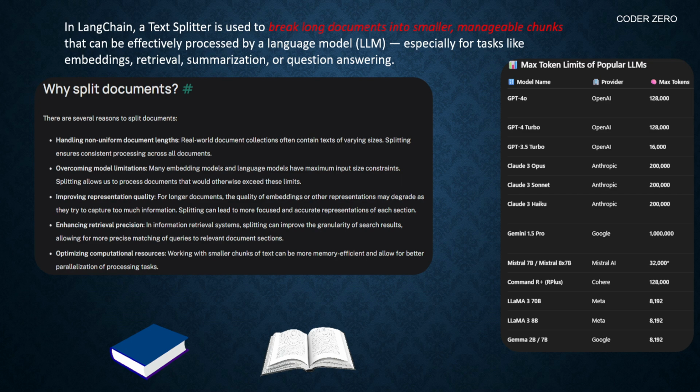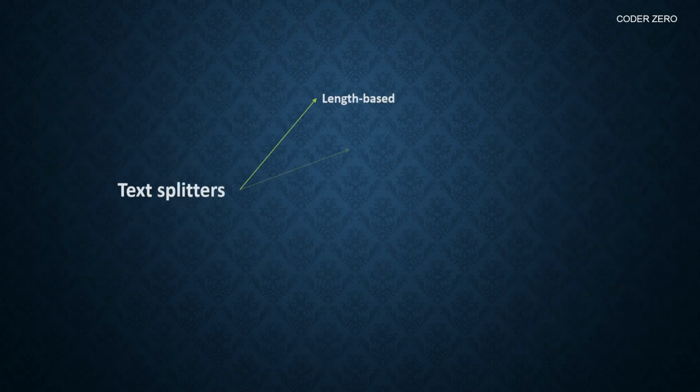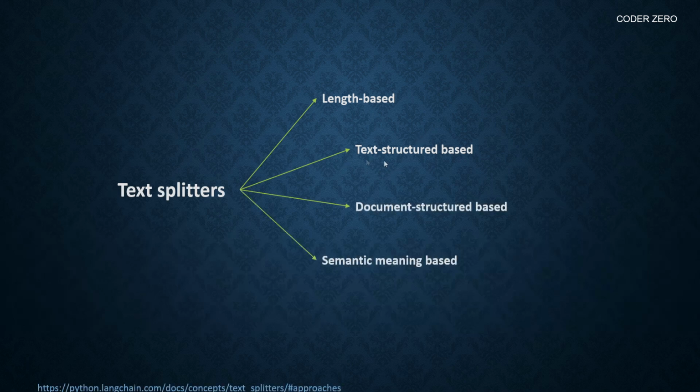When we deal with smaller chunks, the performance of our model will be faster because with smaller data, the resources required for this operation will be less. Hence, we are saving cost also. And in LangChain, we have a length-based splitter, a text structure-based splitter, a document structure-based splitter, and a semantic meaning-based splitter.